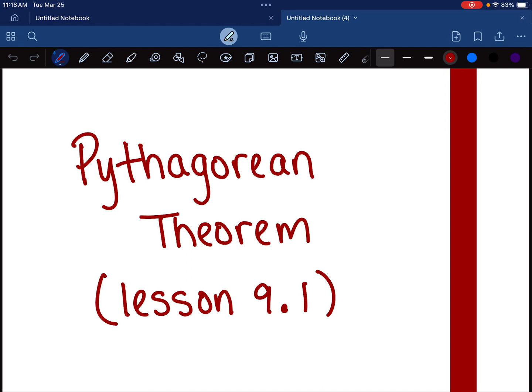Okay, we're starting chapter 9 today. We're talking a lot in this chapter about right triangles. So when we talk about right triangles, we use Pythagorean theorem a lot to help us solve for missing sides.